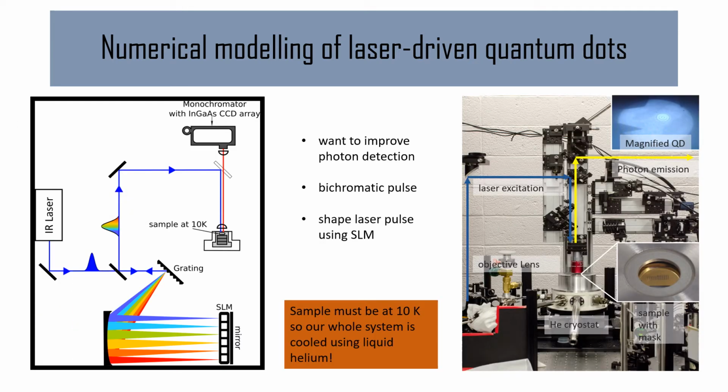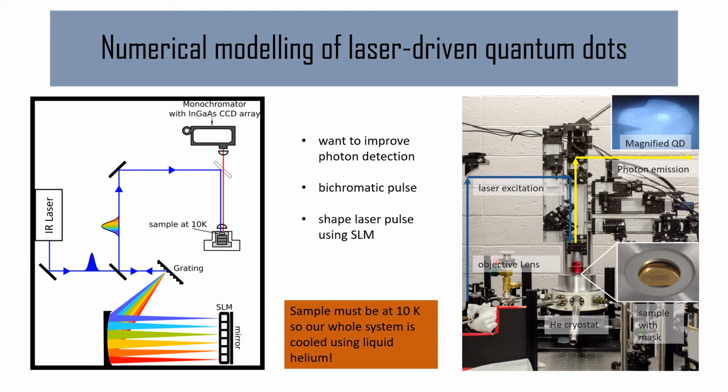To get the cleanest quantum control, our system is pumped resonantly, which means that the laser and quantum dot have the same frequency. However, this creates a problem because in doing so, the emitted photon has the same wavelength as the pulse, which makes it difficult to detect.